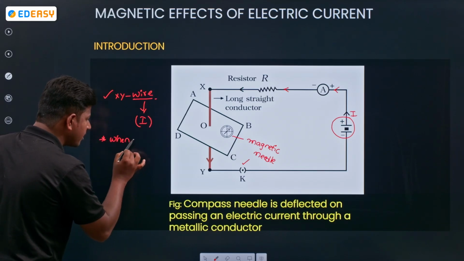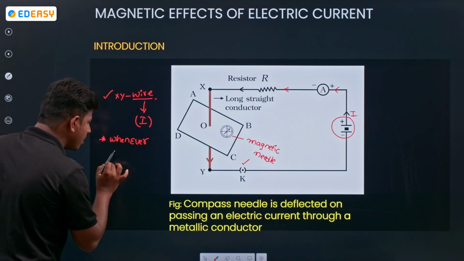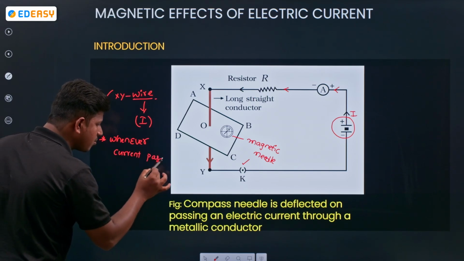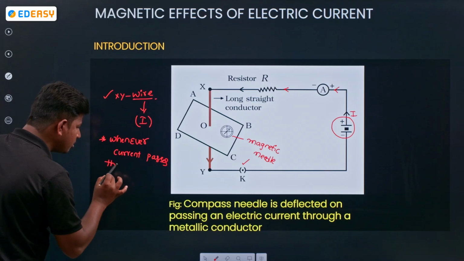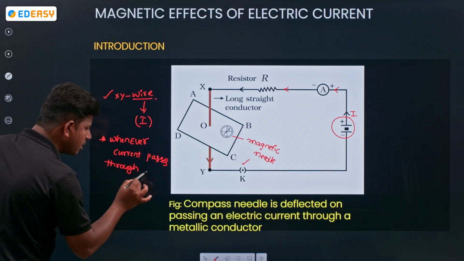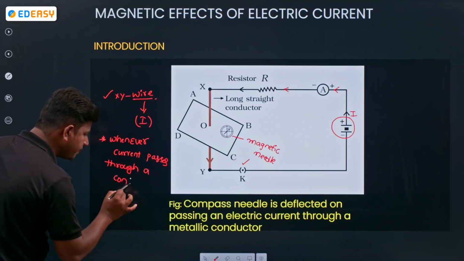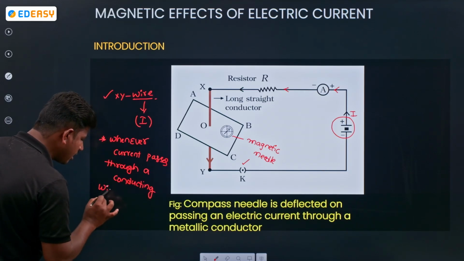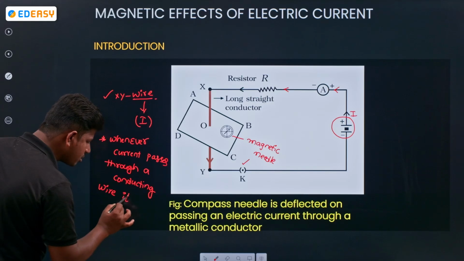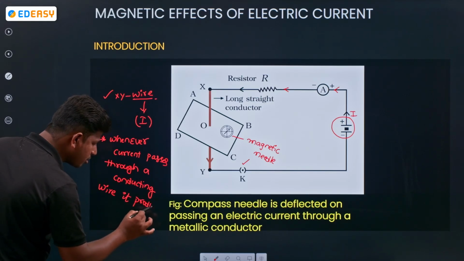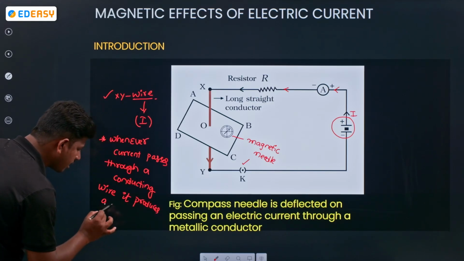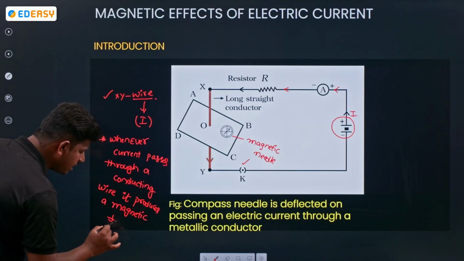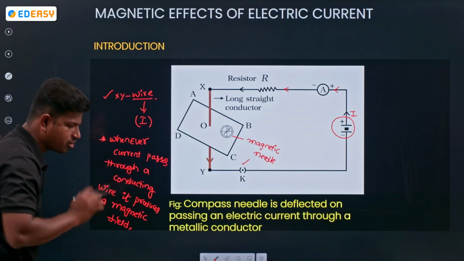Whenever current passes through a conducting wire, it produces a magnetic field. This is the relation from Oersted's experiment.